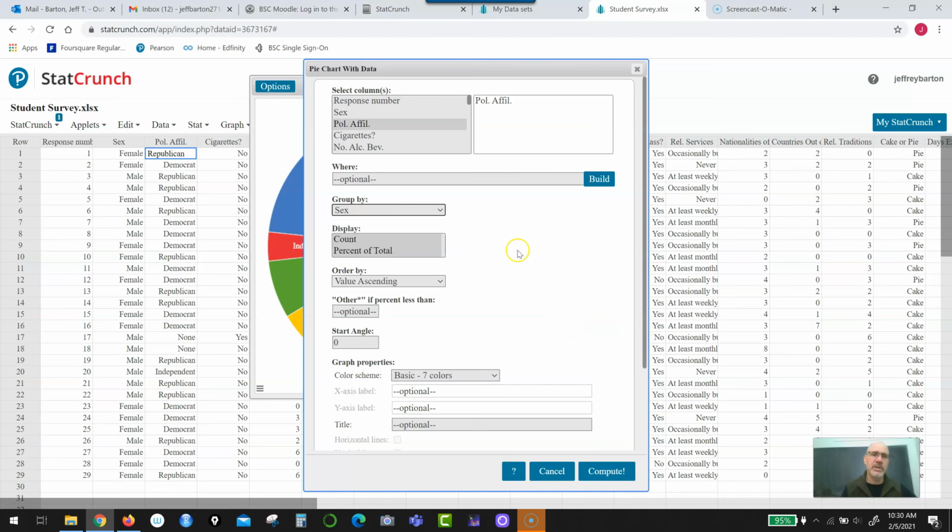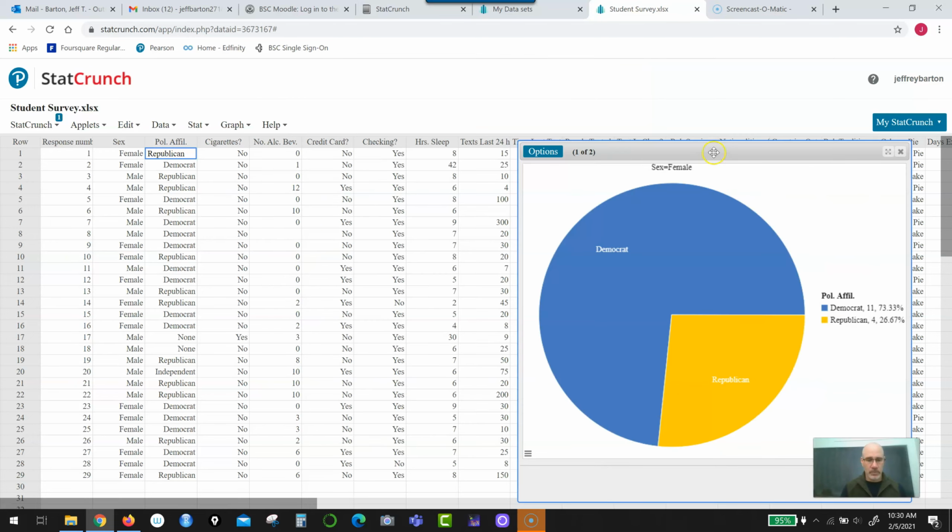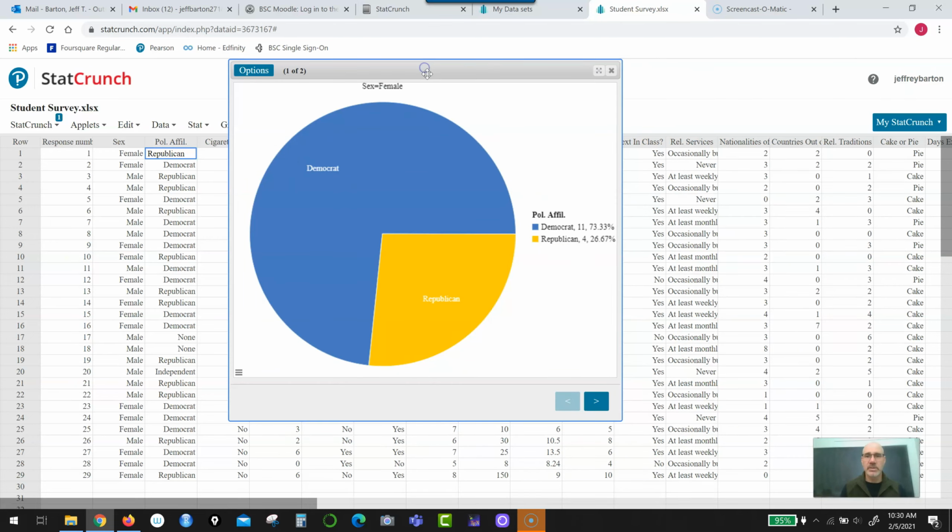So you might spend a moment to think what you might expect. Will males be more Republican than females, or will females be more Republican than males? That's the question that this example might answer. So I'll hit compute and drag this to the center.